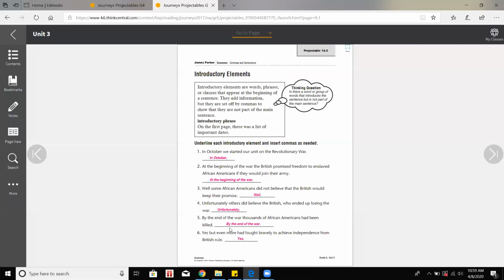Okay, number five, your introductory phrase is by the end of the war. Okay, and then the rest of your sentence. Thousands of African Americans had been killed. Okay, last, number six, yes, comma, but even more had fought bravely to achieve independence from British rule. Okay, so as you can see, commas have a lot of uses, not only to separate items in a series or in a list, but also to set off your introductory elements from the rest of your sentence. And also it's easy to find because when you say introductory elements, most likely, if not all the time, they would appear at the beginning of your sentence.